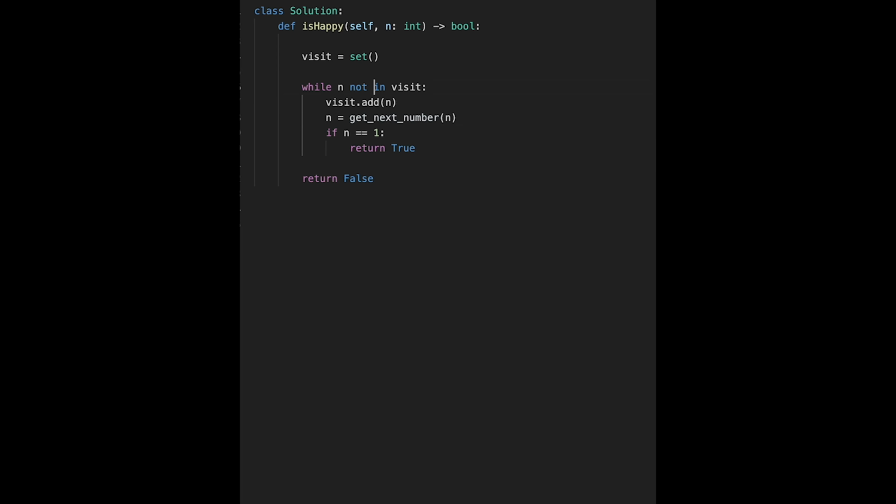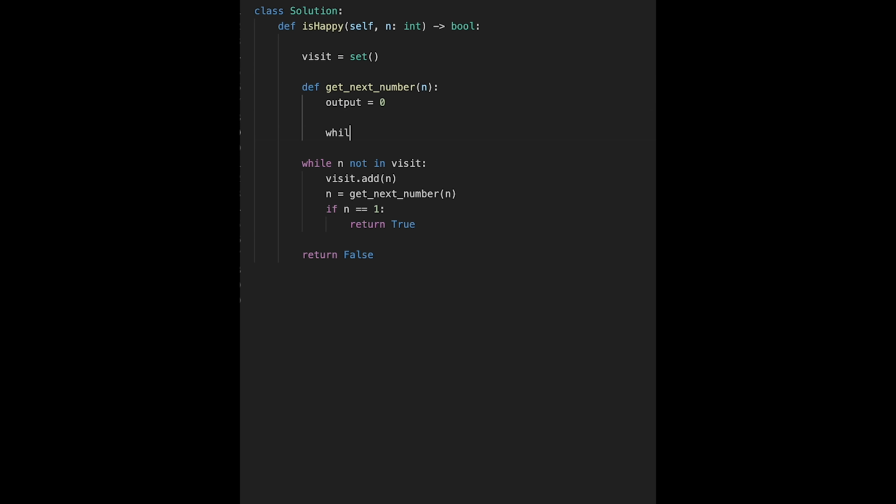So let's create get next number as an inner function. So def get next number, taking n. Let's say output equals 0. And then while n, that means n is not 0, in that case, we continue. First of all, we will get the number from the one's place. So let's say digit equals n % 10. And then after that, output plus equals digit.